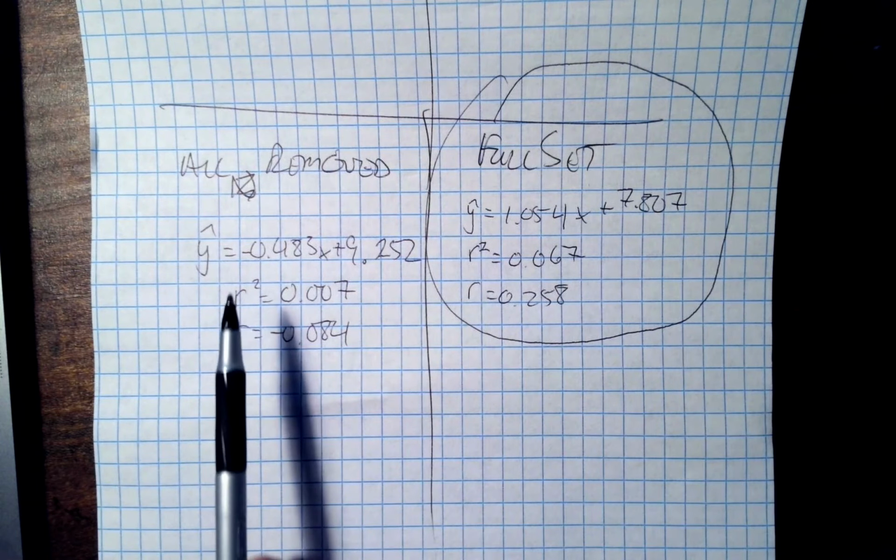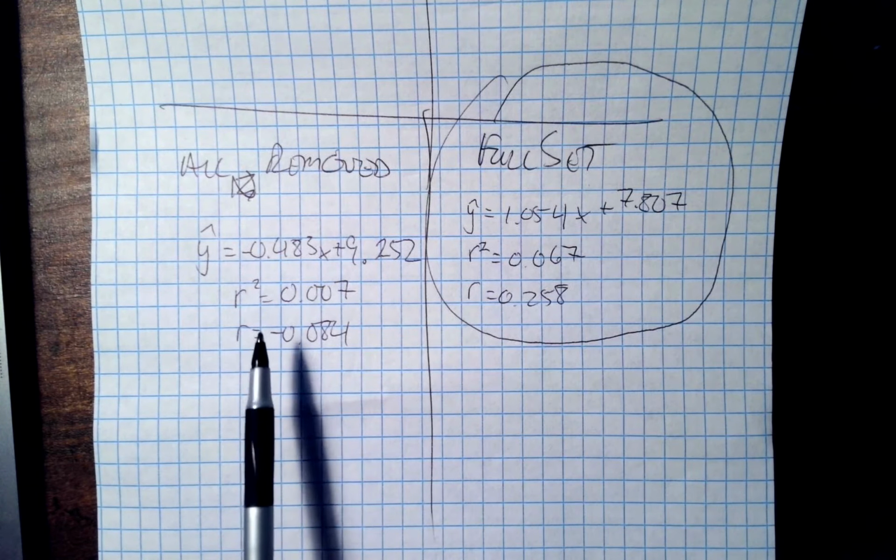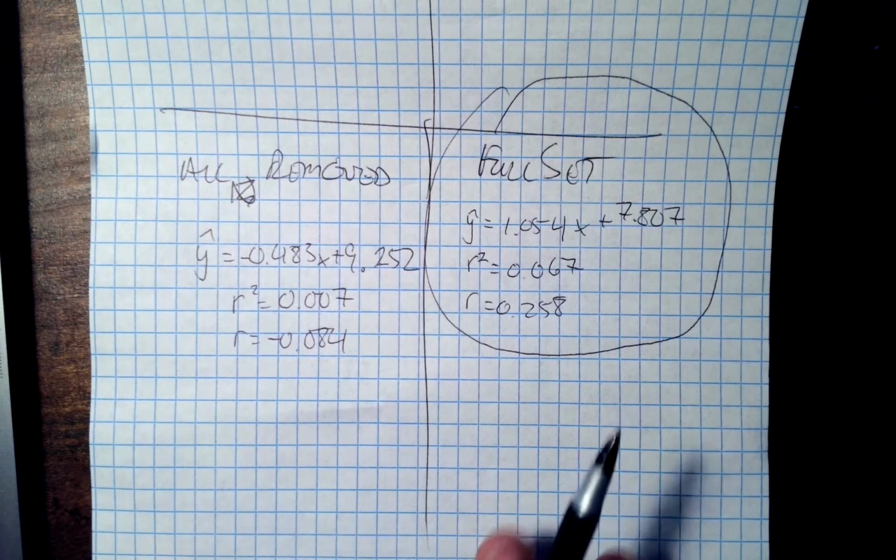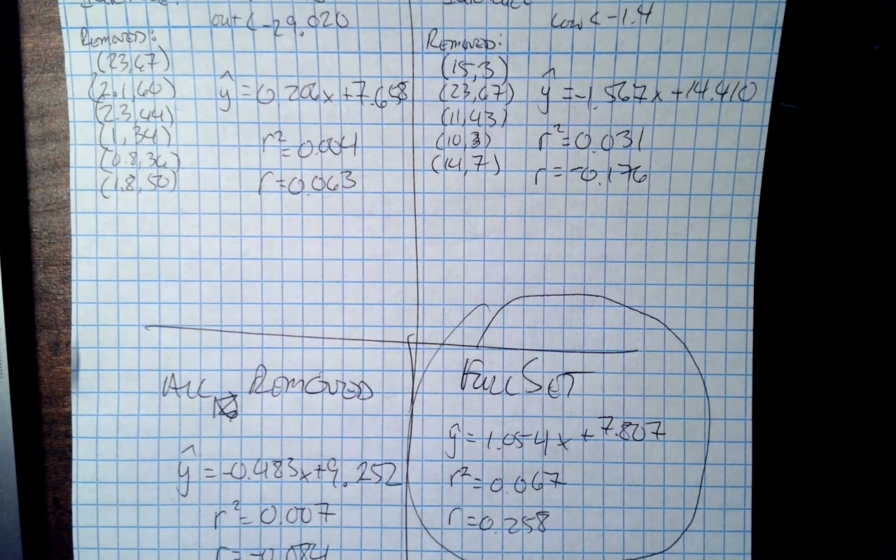And the last version you have to do is removing both the residual outliers and the X value outliers. Once you have all 4 of those models, look at your R squared values. If any two are the same, then look at the R values. Highest R squared value is going to be the best predictor.